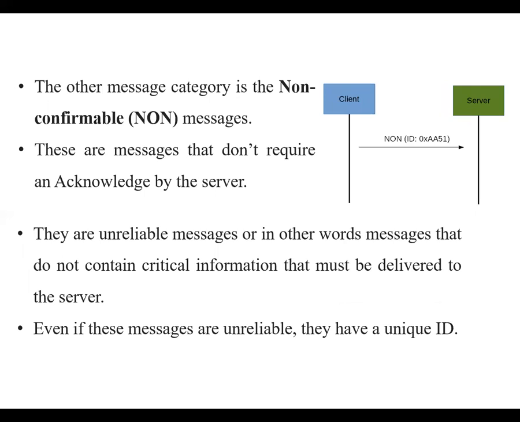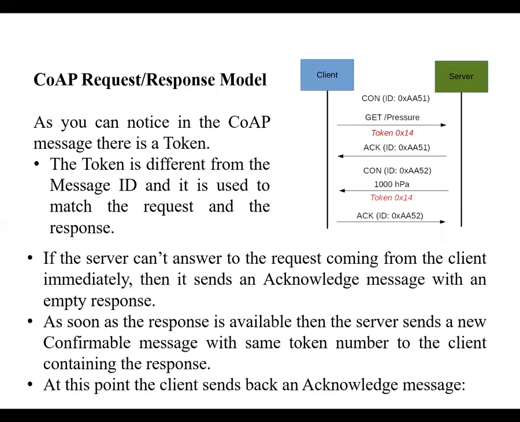The other message category is the non-confirmable message. As I told you, these messages don't need acknowledgement, so client sends a message. Message ID is 8851 in hexadecimal format, and the NON means it is non-confirmable. So server doesn't need to acknowledge that message.